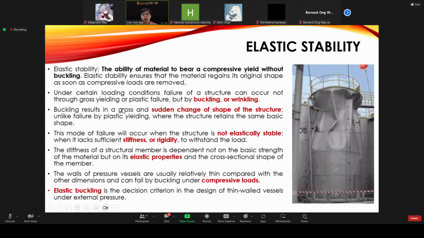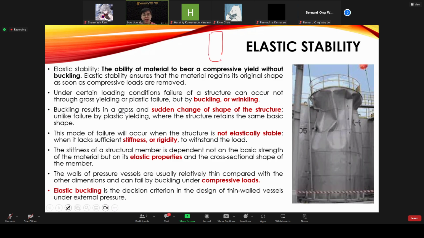Okay, we do some revision. What is elasticity? Elasticity can be considered as the ability of a material to withstand, or resist, the compressive force applied or exerted by the external pressure. And try to imagine now, this one is your pressure vessel.